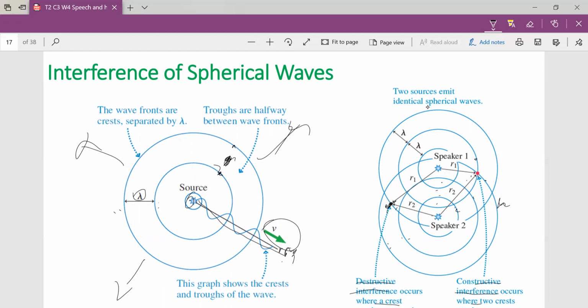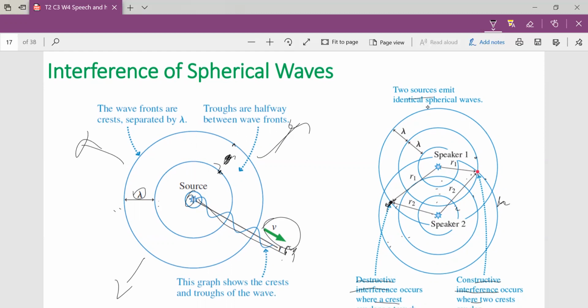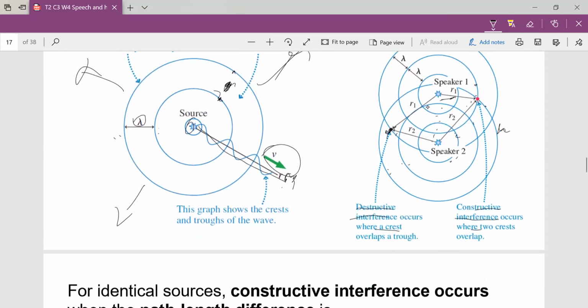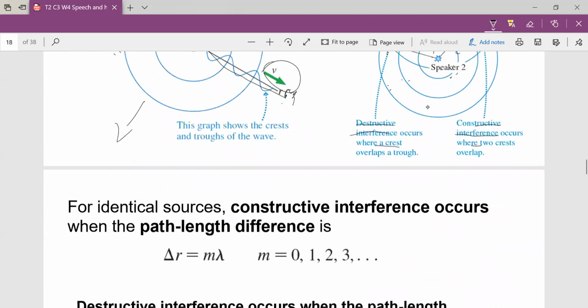So in this spherical shape, we have the combination of constructive and destructive interference going on at this kind of setting. The two sources emit identical spherical waves, and we have lambda, the wavelength, which is the distance between two crests or troughs, and then r, which is the distance from the source to the particular place you want to describe. R2 represents the distance from speaker 2, and R1 the distance from speaker 1. The formation gave us constructive and destructive interference.